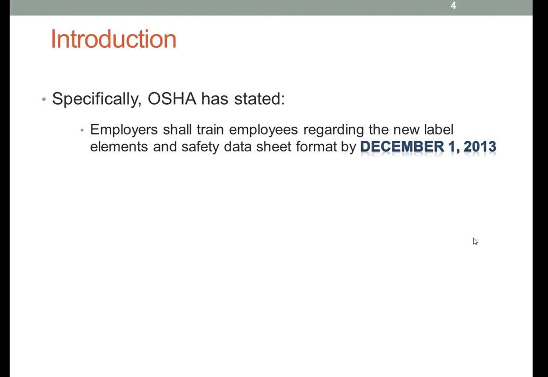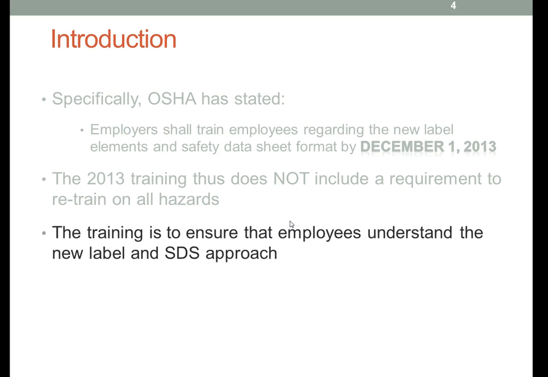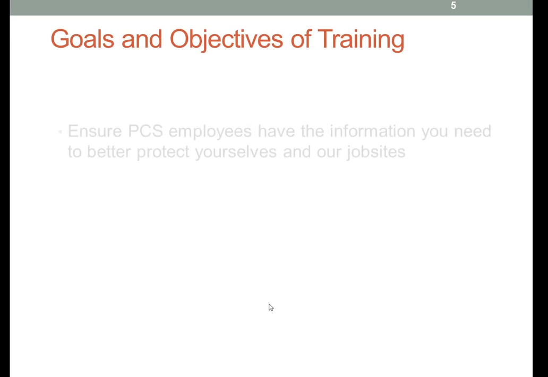Concerning that new standard, OSHA has required that employers train employees regarding the new label elements and the safety data sheet format by December 1st, 2013. So your review of this presentation as well as the attachments constitutes that training and compliance thereto. This training does not include a requirement to retrain on all hazards, but it is there to ensure that employees understand the new label and safety data sheet approach.